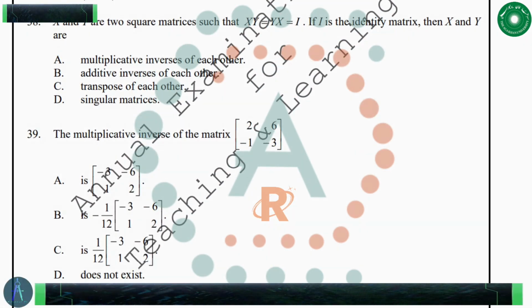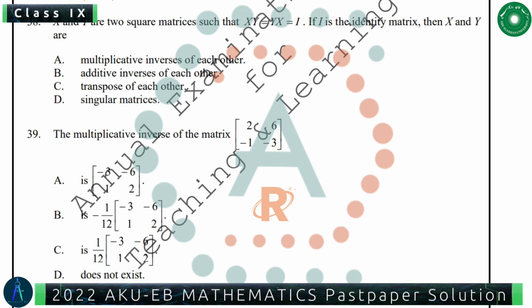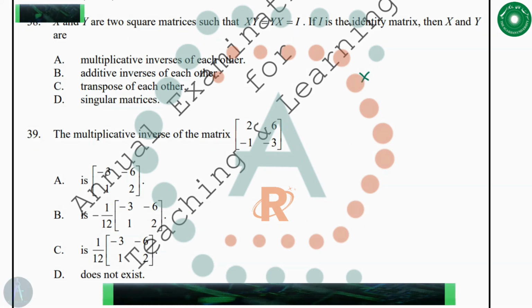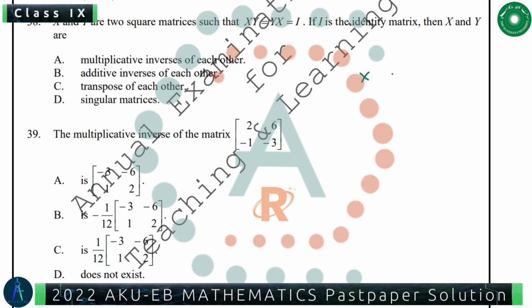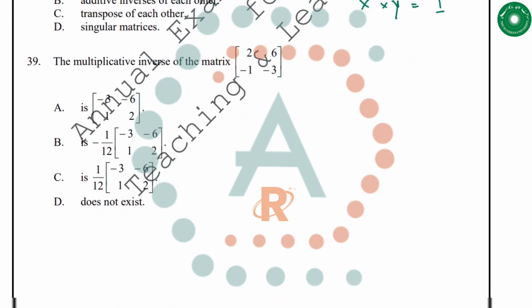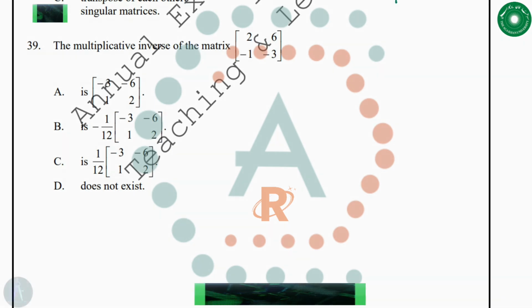Question number 38. x and y are two square matrices such that xy equals yx equals I. If I is the identity matrix, then x and y are multiplicative inverses of each other. So one thing should be remembered: whenever we multiply two matrices and the answer is the identity matrix, that means these two matrices are multiplicative inverses of each other.